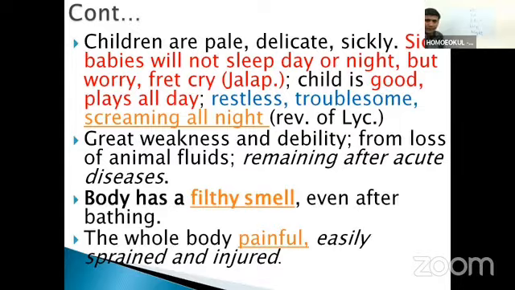Right? So all medicines are important for MCQ. Got it? So keep in mind all six medicines. Body has a filthy smell even after bathing. Okay. We all know that Psorinum is a very offensive, very filthy medicine.